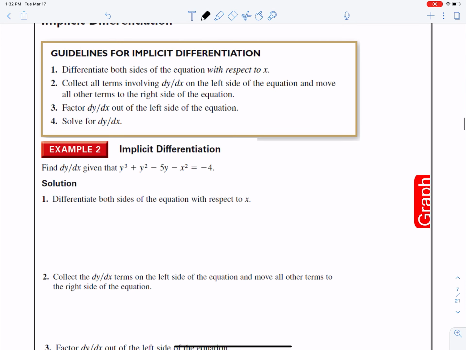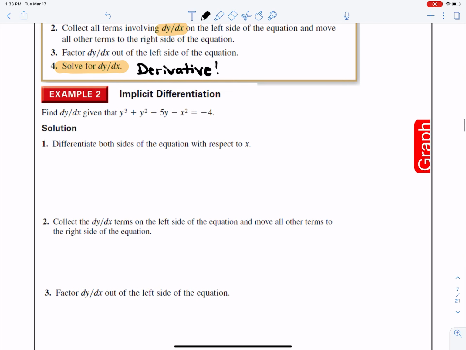Okay? So our plan is going to be to differentiate both sides with respect to x. Any of the terms that we find that are dy dx or y prime, we're going to move them to one side of the equation. And our goal is to solve for dy dx because this represents our derivative. So let's look at this example.